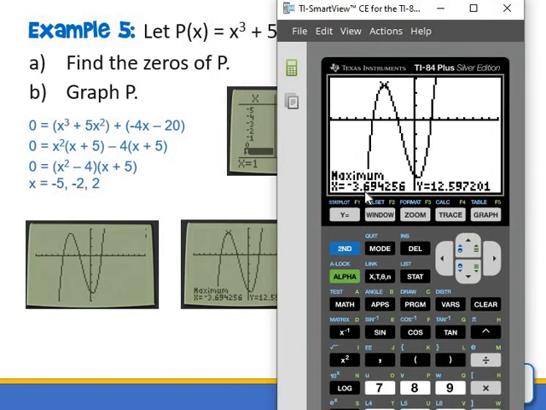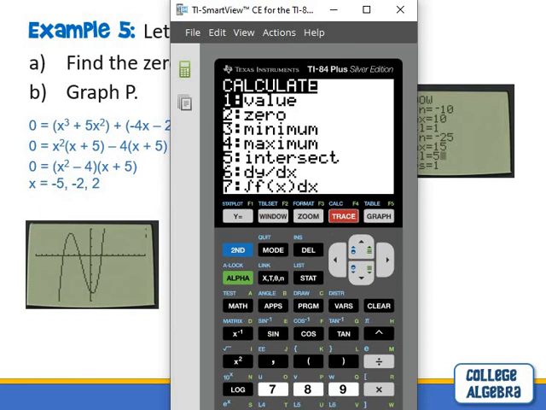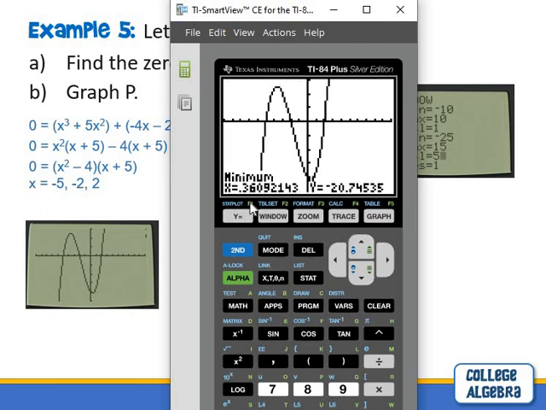So let's see if that matches what I had on the screen. Yeah, we've got about negative 3.7, 12.6 if we round to a decimal place or two. And then second trace minimum, that one's between negative 2 and 2. And we get the min that's down just past negative 20, so at about 0.36 or 0.4 or negative 21 if we were to round.